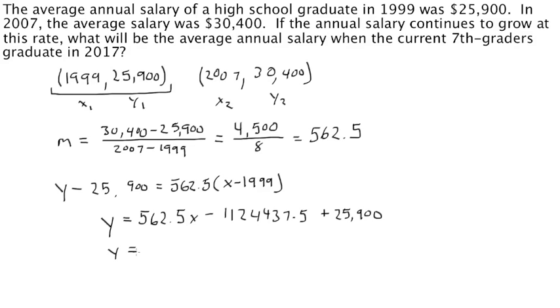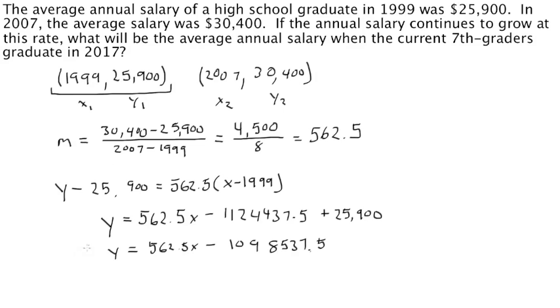So simplifying all that, if we trust our calculator, and we generally do, we're going to get, hold on, it's trying to lie to me. Here we go. 562.5x minus another ginormous number. Alright, so this is not a pleasant equation by any means. However, it is going to give us a good idea as to what the annual salary will be in 2017.